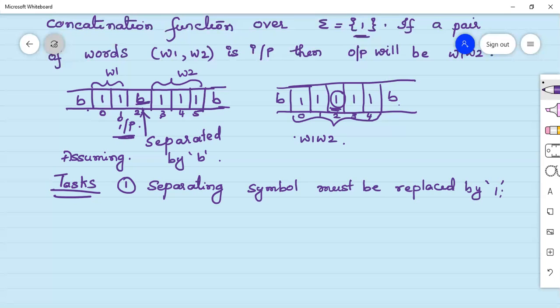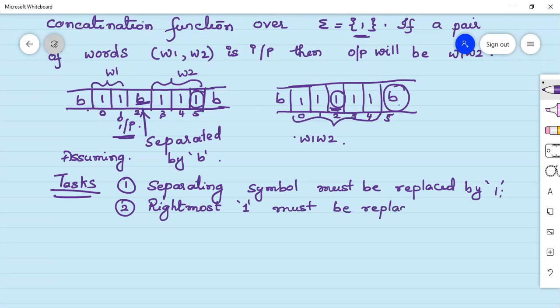Isn't it? So, if you see this rightmost one, this fifth position that I have shown here, it has to be replaced by a blank. That's your another task, right? So, rightmost one must be replaced by blank.